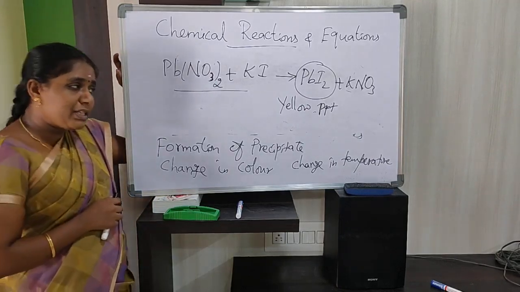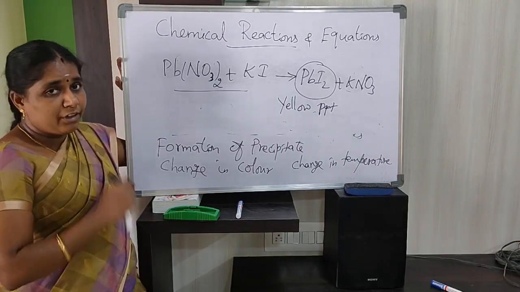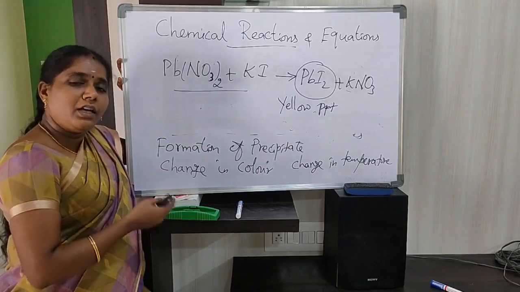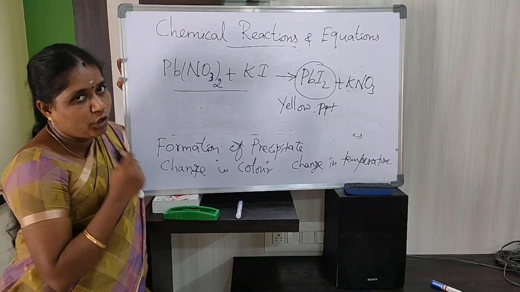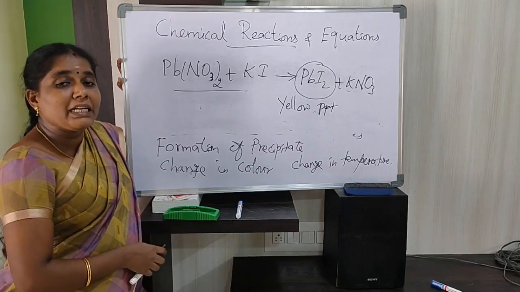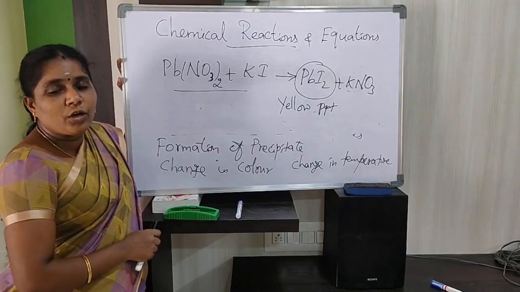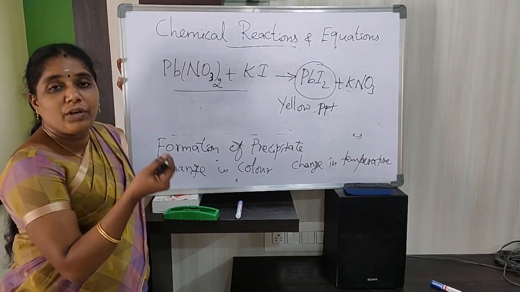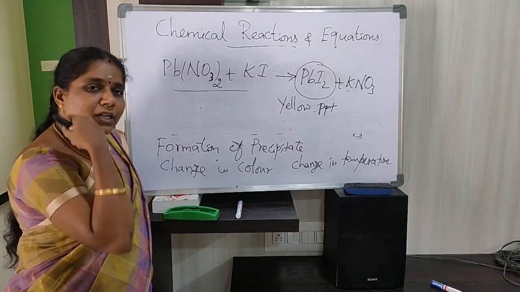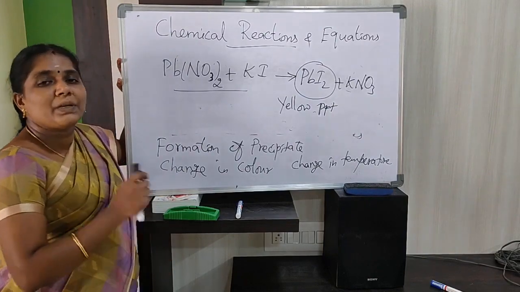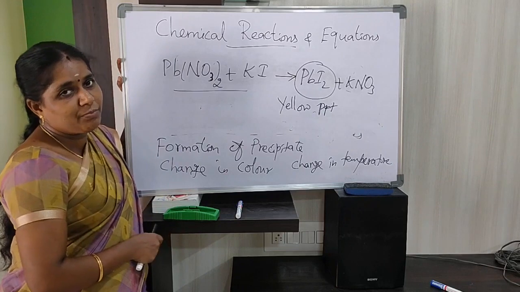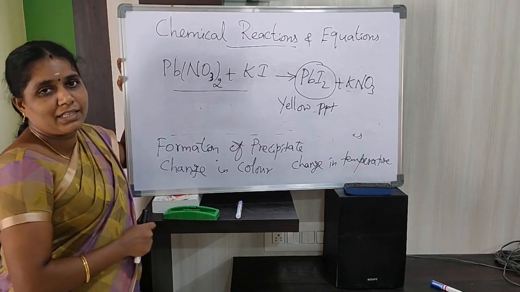And some more examples we have also discussed for evolution of gas. For evolution of gas, instead of hydrogen, we have discussed the releasing of carbon dioxide gas. How will you identify carbon dioxide gas? We have the lime water test. When we pass carbon dioxide through lime water, it gives a milky white precipitate of calcium carbonate. So that formation of precipitate we can also take as one example.